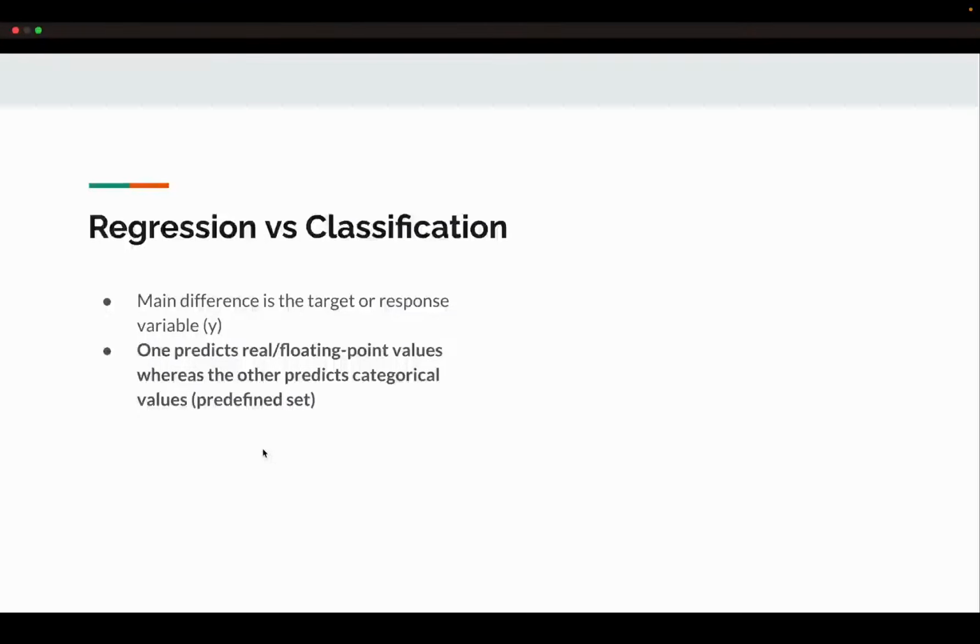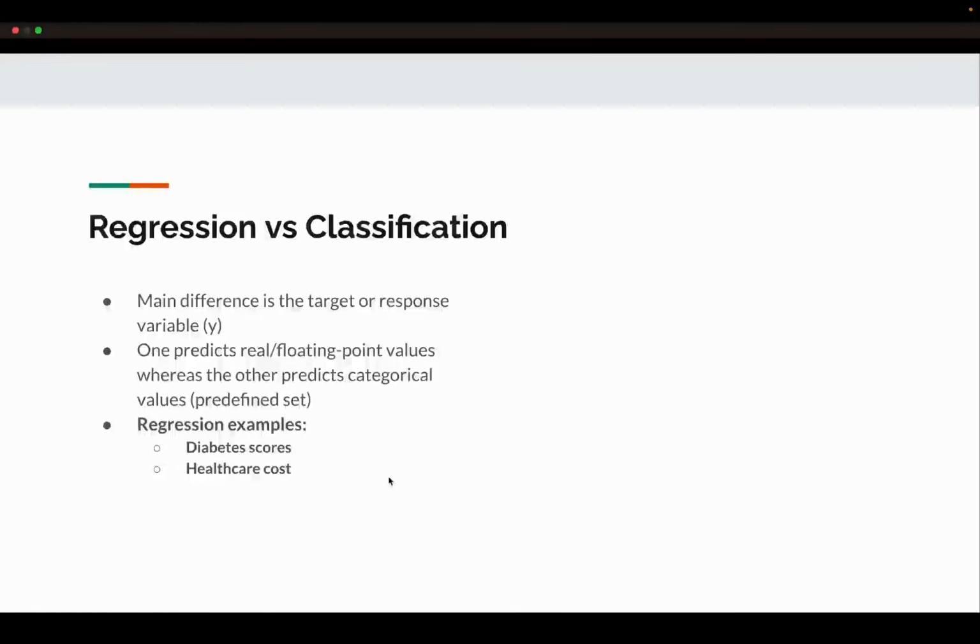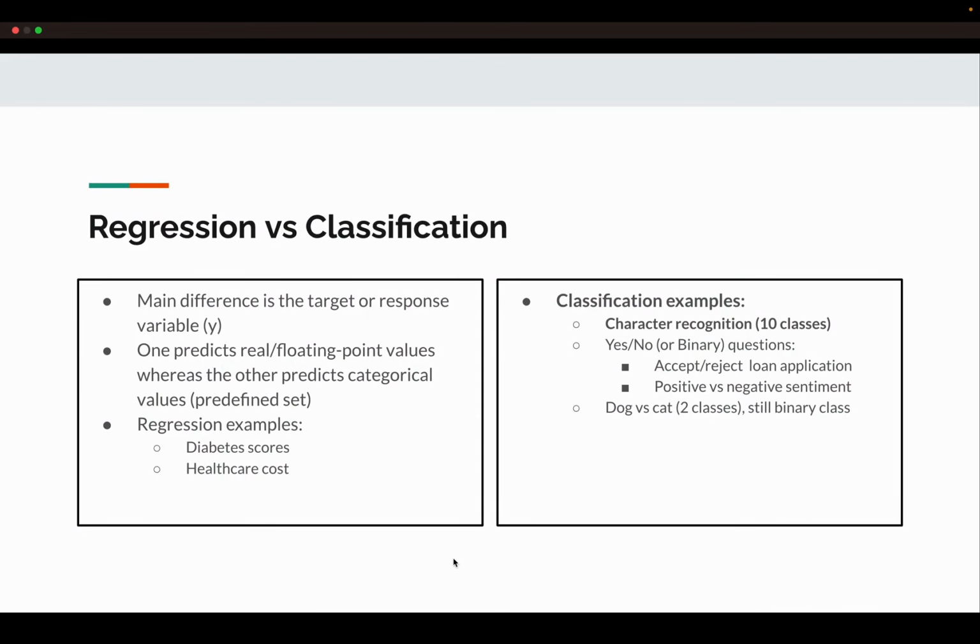Those are actually predefined. On regression, two of the problems that we discussed, one is the diabetes score prediction, and the other one is the healthcare cost predictions. So as you see, these are both numerical or floating value predictions. So this goes under the regression category. And for classification, I think the examples will be much more intuitive. So one example is digit recognition. So you have 0 to 9 digits. So this is a practical example of a classification task.